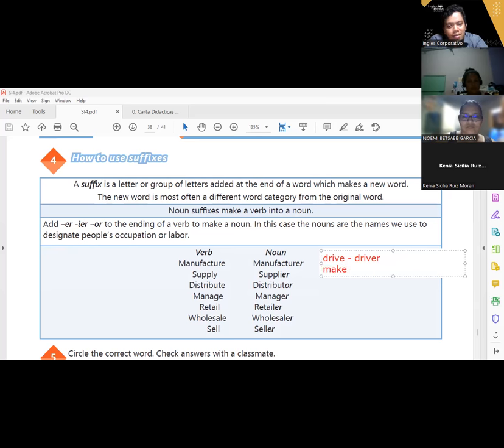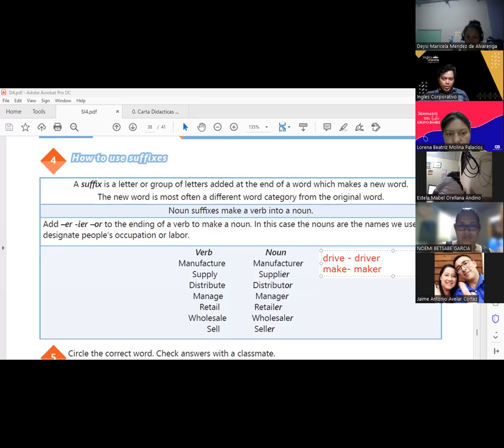Like make, maker. So you see, in this case, this is like the way how we create or we change a verb into a noun just by adding a suffix. All right, guys, do you understand how this process works or how suffixes work?